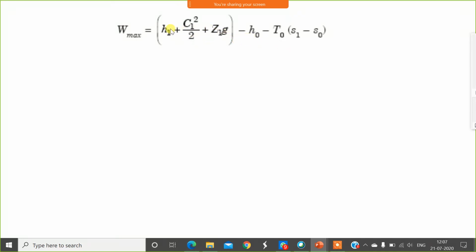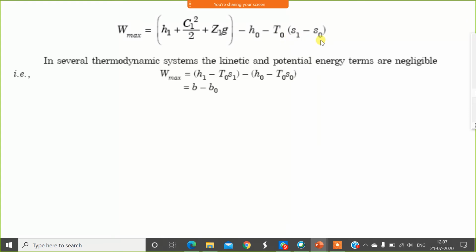Therefore H1 plus C1 square by 2 plus gZ1 minus H0 minus Q T0 S1 minus H0. In several thermodynamic systems, the kinetic and potential energy terms are negligible. Therefore, we can neglect C1 square by 2 plus gZ1. Therefore, W max is equal to H1 minus T0 S1 minus H0 minus T0 S0.